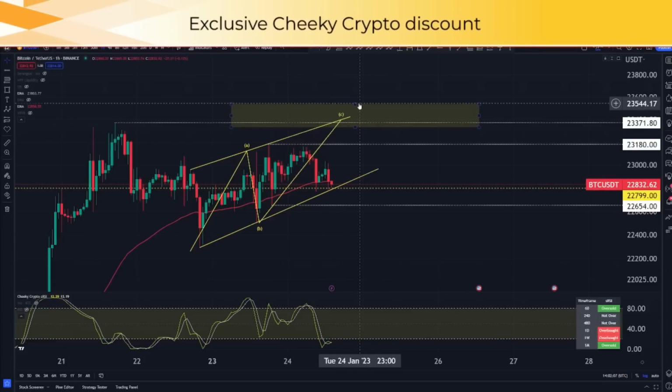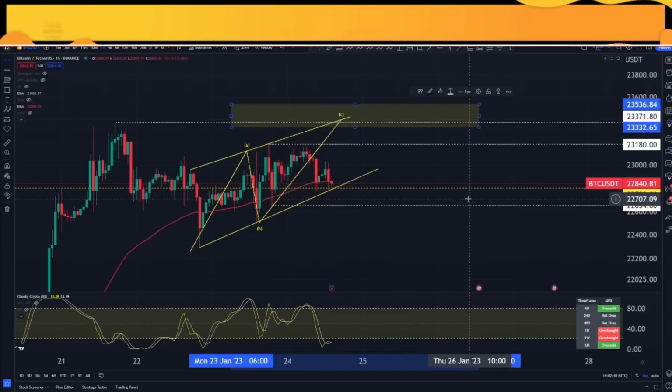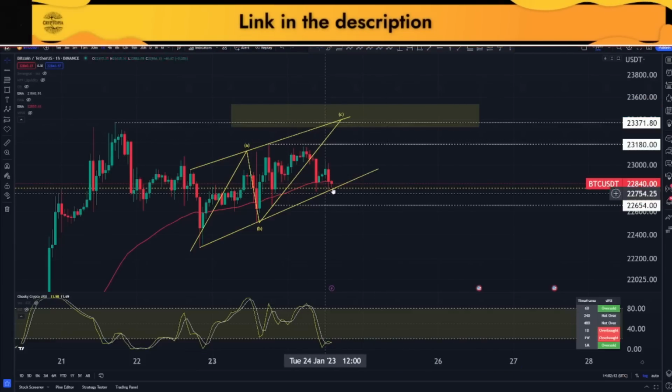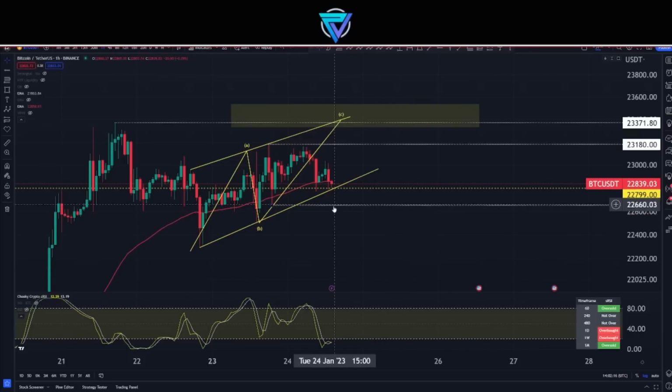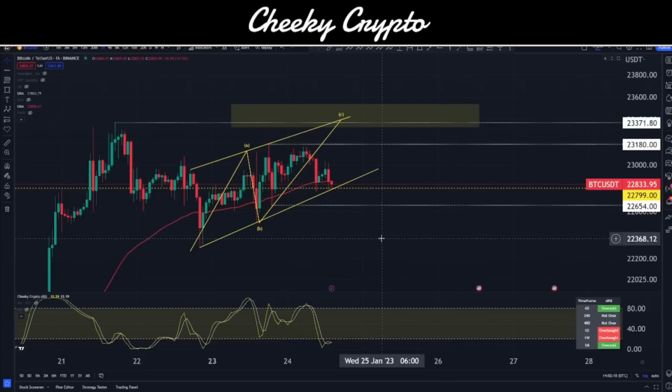Okay, but I do think we're going to have to come up here and visit the 23,300 to 23,500, regardless of whether we end up coming down lower than 654 before we move up. Both those things can happen. It doesn't mean there's an invalidation occurring. Okay, so I'm keeping a close eye on it all overall.